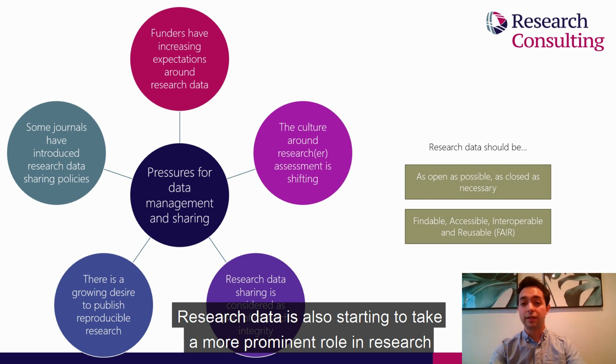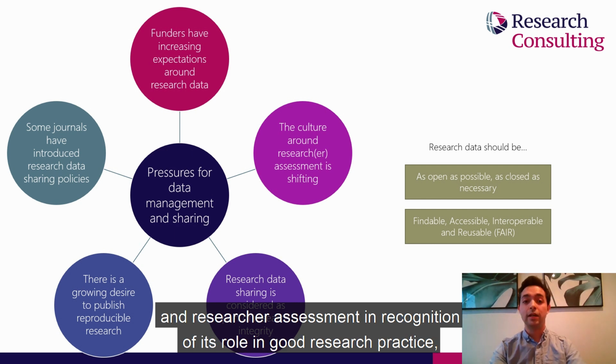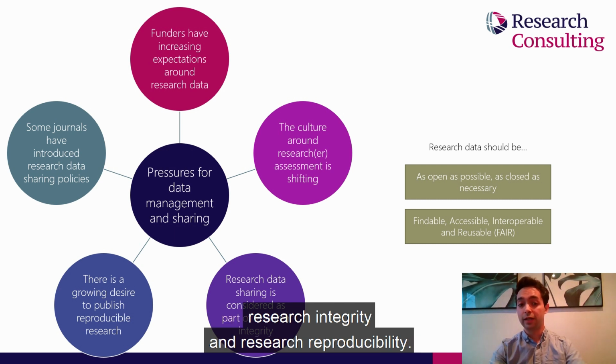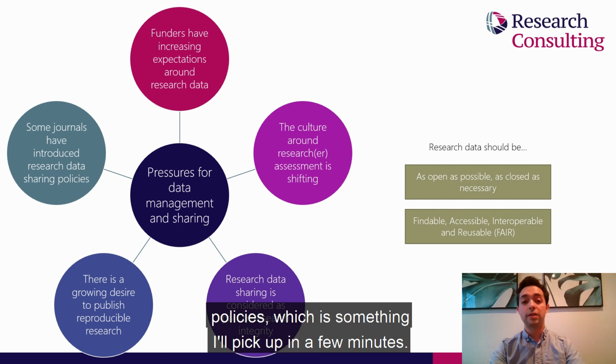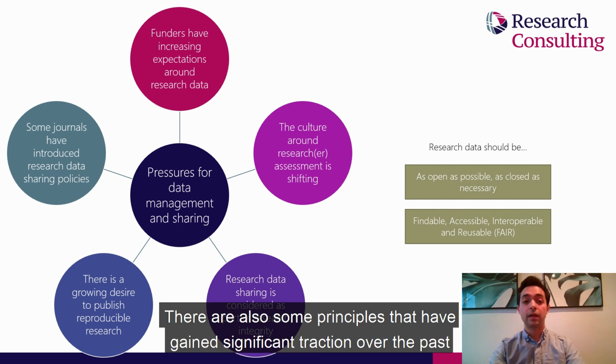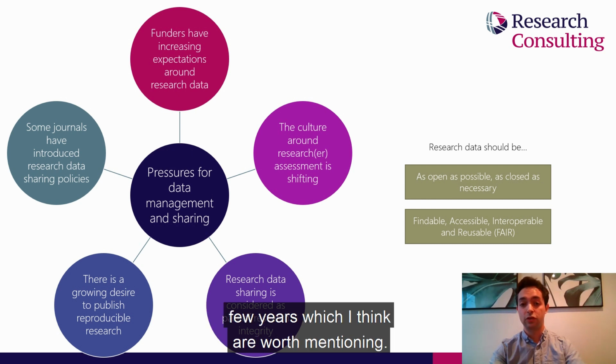Research data is also starting to take a more prominent role in research and researcher assessment in recognition of its role in good research practice, research integrity, and research reproducibility. And in this context, some publishers are establishing discipline or field-specific research data policies, which is something I'll pick up in a few minutes. There are also some principles that have gained significant traction over the past few years, which I think are worth mentioning.